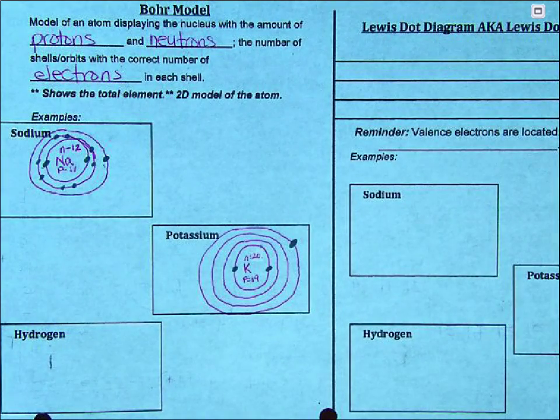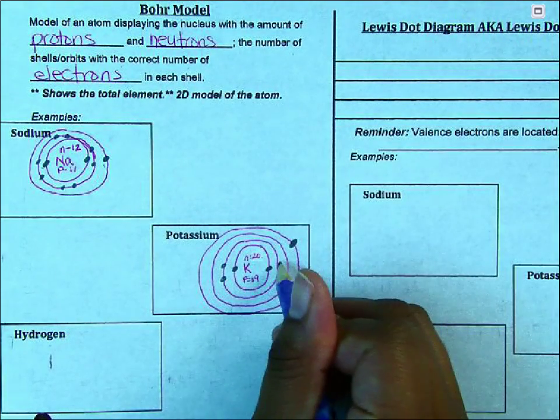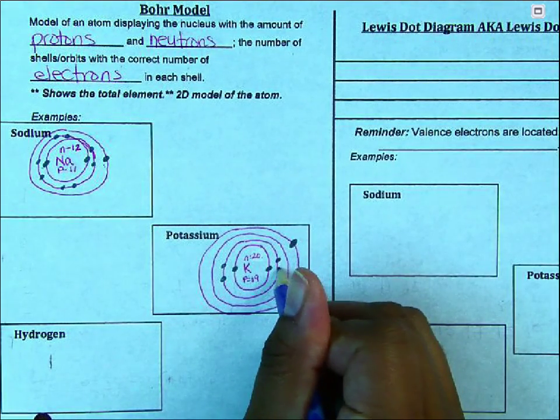So right now, how many total electrons do we have? 3. We only have 3. How many do we need? 19. Each shell's maximum after that is 8. So how many can go in this second shell? 8. It doesn't jump to another shell until it's filled up its maximum.